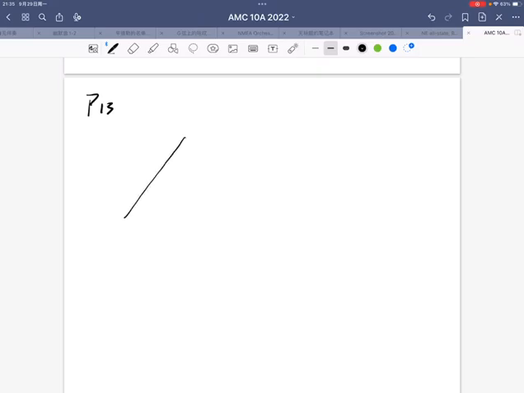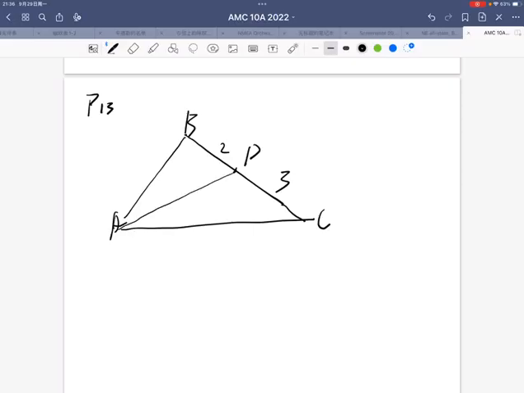We have triangle ABC like this, and then somewhere on there is point P, in which BP is 2, PC is 3, and AP also just happens to be a perpendicular bisector. What a coincidence. And then the line that's perpendicular to AP intersects the line that is parallel to BC at point D. And now we're trying to find the length of AD.